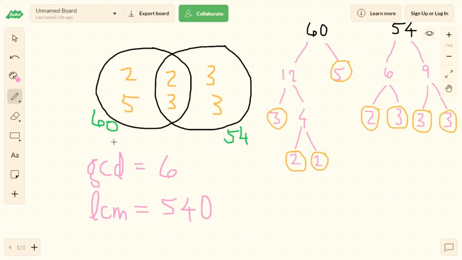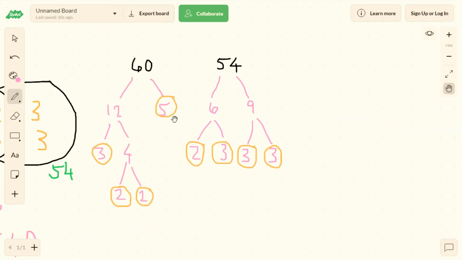540 is divisible by 60, and it's also divisible by 54, and it's the smallest number with that property. Okay, so that's basically how we're doing GCD. The thing is, now we want to look at something a little more complex, because we want to look at GCD of 3 numbers, let's say. So I don't know if we're just going to modify this existing one that we have, or if we're going to make a new one, but let's say we've got a new number, it's going to be 90.